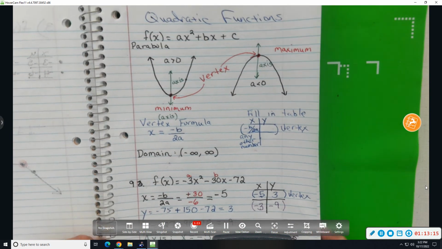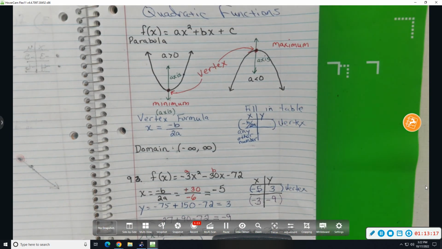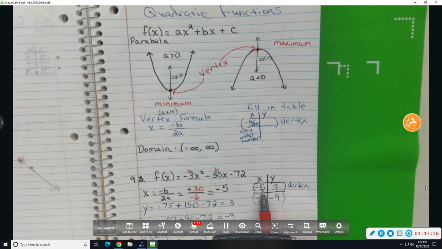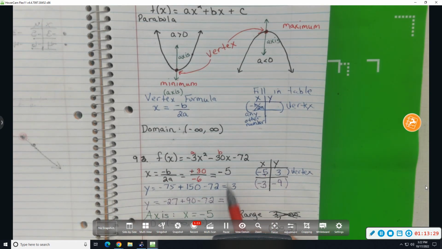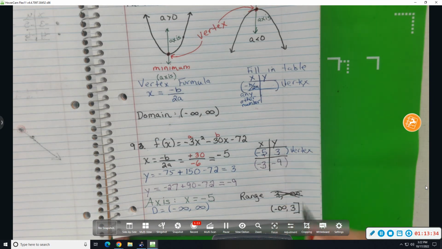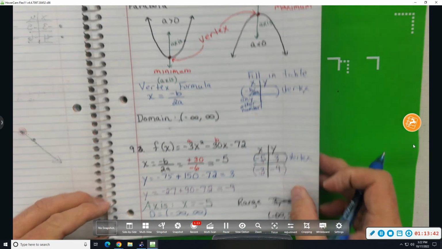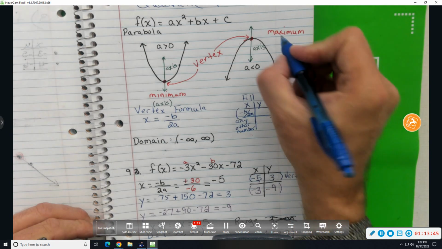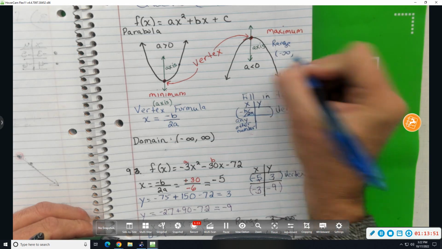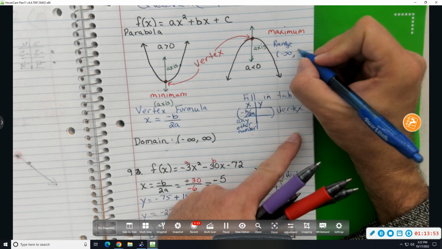Looking at this, one semester, a student asked me, is it true to say that when you're looking at a vertex, this first number is always in the axis, and this second number is always in the range? And I said, yes, that's a true statement. In general, if the parabola is opening down, the range is negative infinity, comma, the y value of the vertex.